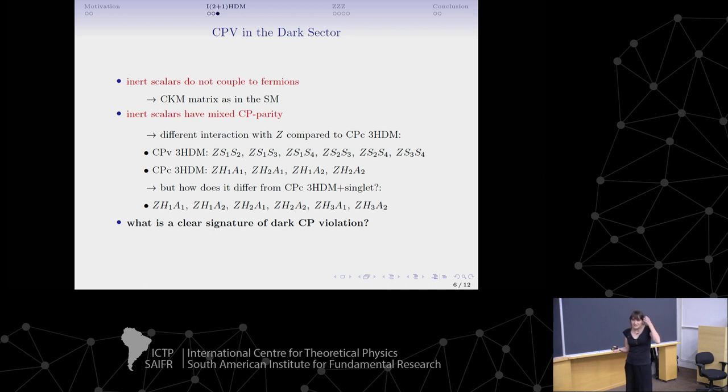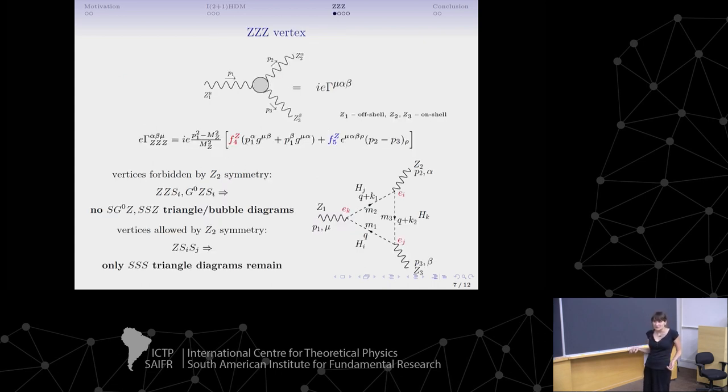So we were asking, is there anything that we can actually test as a genuinely CP-violating observable? And what we decided to look at is the ZZZ vertex. So we have the triple vertex here, where this Z is off-shell and those two we chose to be on-shell. And this is the general Lorentz structure of that vertex. In the Standard Model, at the tree level, this vertex doesn't exist, of course. But because we have other new particles which couple to Z, we may, in principle, contribute to that vertex.